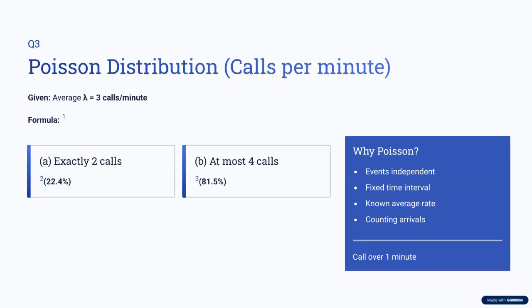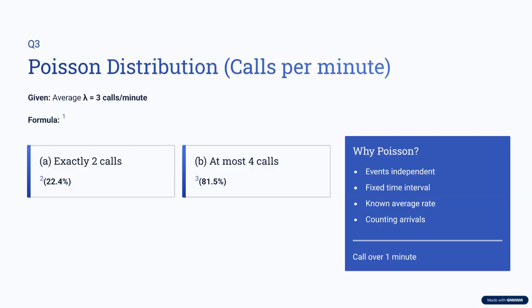In part B, at most 4 calls, x less than or equal to 4. At most 4 means 0, 1, 2, 3, or 4 calls. We calculate each and add them. P0, P1, P2, P3, P4, and its sum are calculated as shown in the slide.